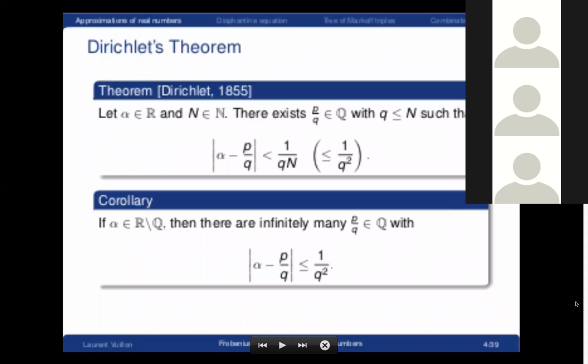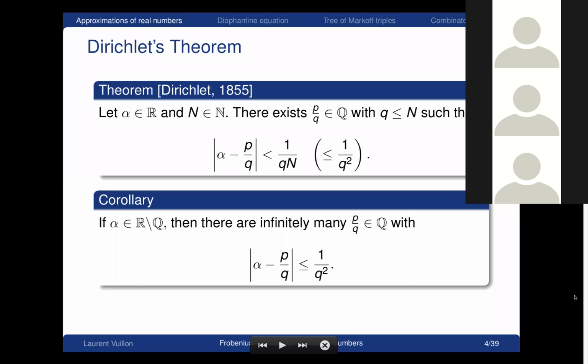Okay, let's go. So first of all, it's a long story. It's an approximation of real numbers. So alpha is a real number. And if you want to approximate the real number by a fraction p over q, you can calculate the distance from alpha to p over q. And by Dirichlet's theorem, this is in absolute value less than 1 over q times n, so less than or equal to 1 over q squared.